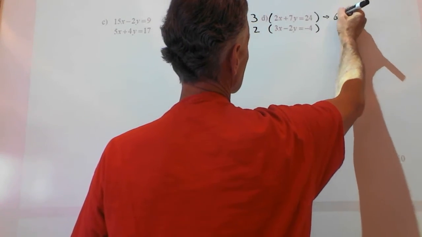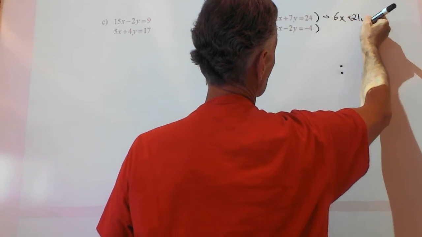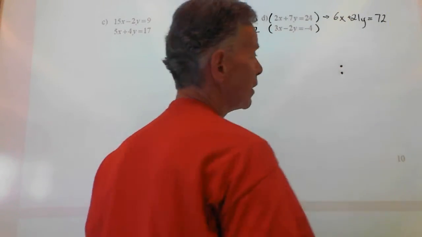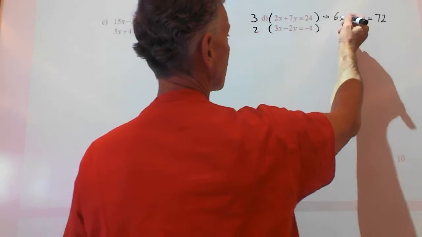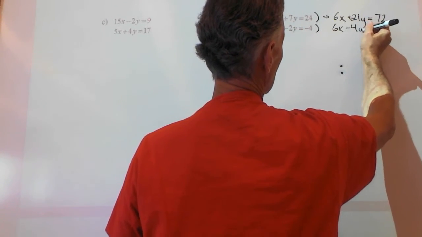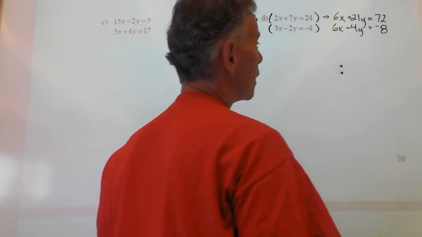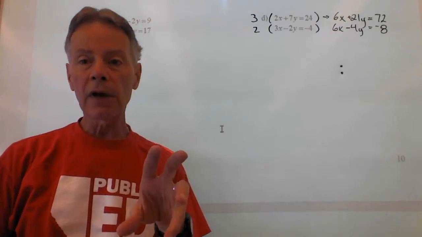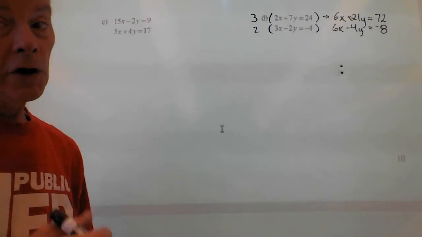And what that will give me when I distribute this 3 over all my terms is 3 times 2x, 6x, 3 times 7y, 21y, and 3 times 24, 72. Okay? When I multiply the bottom by 2, that will give me 2 times 3, 6x, 2 times a negative 2, minus 4y, 2 times a negative 4, minus 8. Okay, take your time when you're doing these little steps. If you make a little mistake, you forget to change a negative to a positive or something like that, you're going to get it wrong.